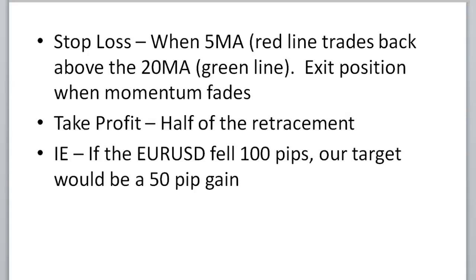Where do we put our take profit? We're going to look for half of the retracement. So what does this mean? If the euro dollar had gotten oversold and had fallen 100 pips, then our target would be about 50 pips from the lows of the trade.